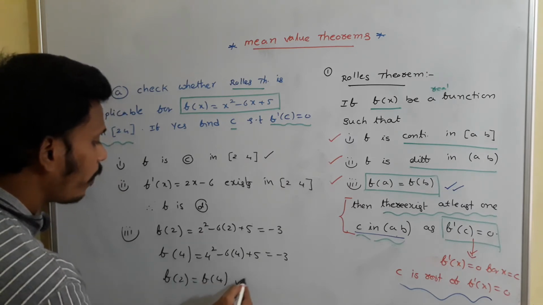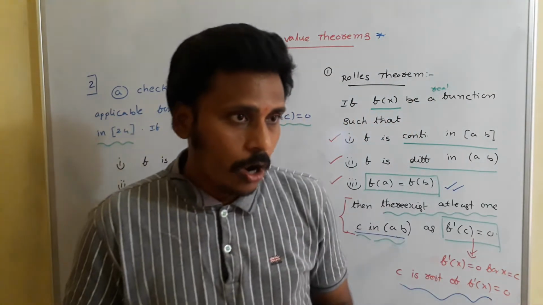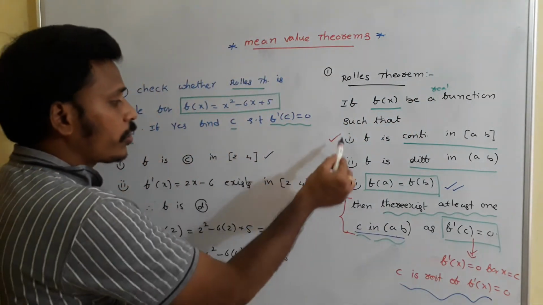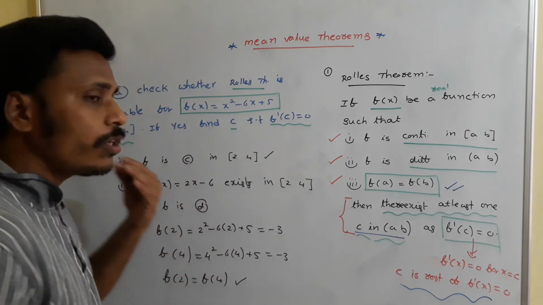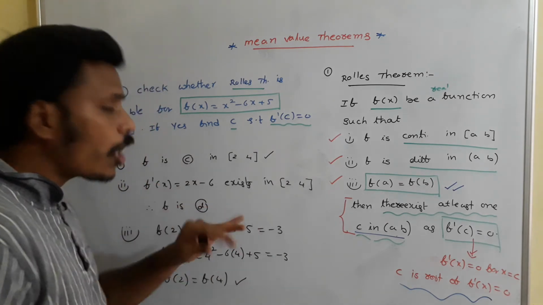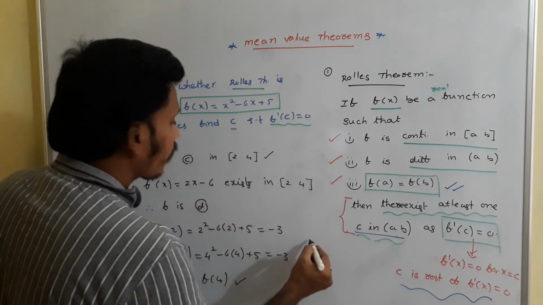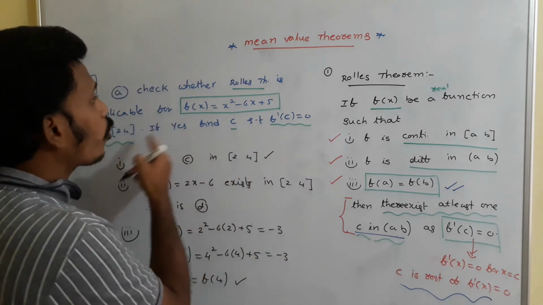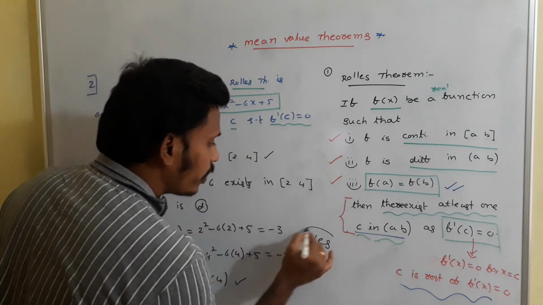This is also okay. Here we are checking whether Rolle's theorem is applicable or not. That means we need to check the first three conditions. Condition 1 is acceptable, condition 2 is acceptable, condition 3 is also acceptable. Therefore, Rolle's theorem is applicable here.